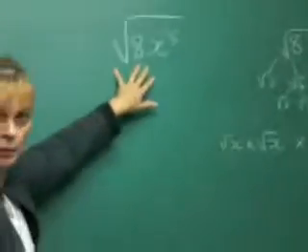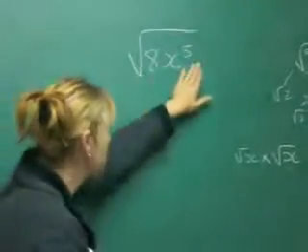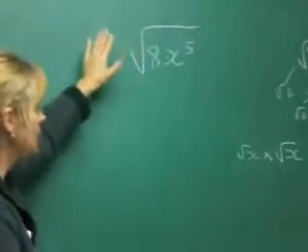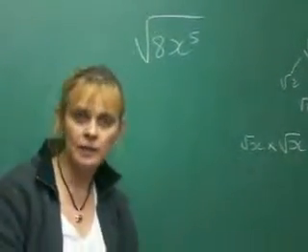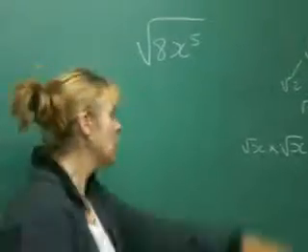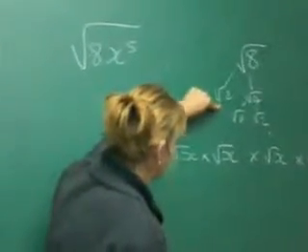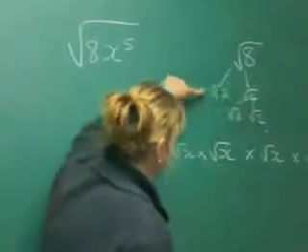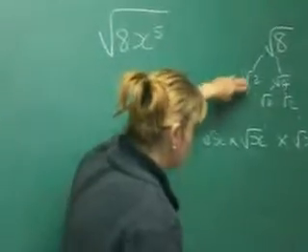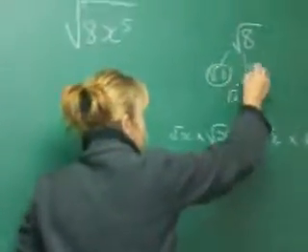Here's another example, but this one includes a variable. Now I have the root of 8x to the 5. Again, I'm going to take this, break it up into pieces, and then reassemble it in a simple form. So I take the root of 8, and the root of 8 is equal to the root of 4 times the root of 2.